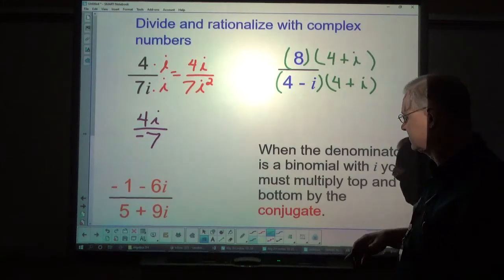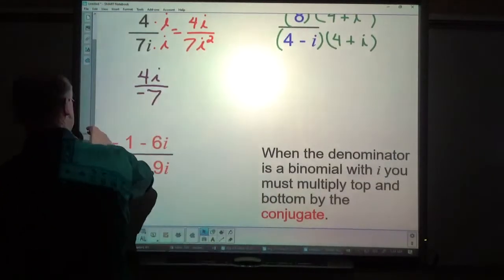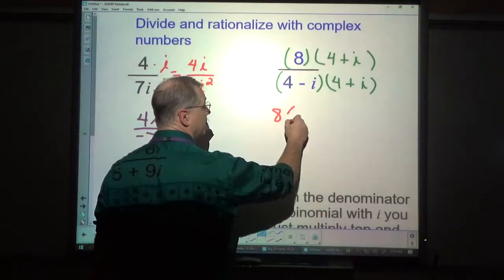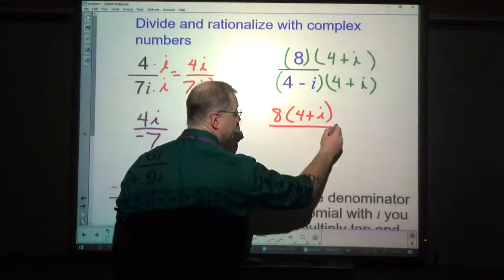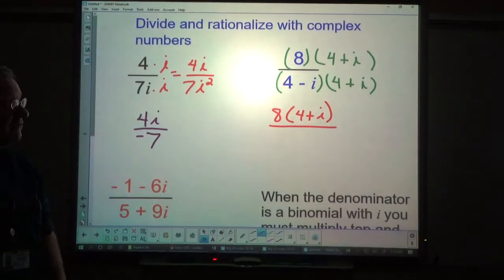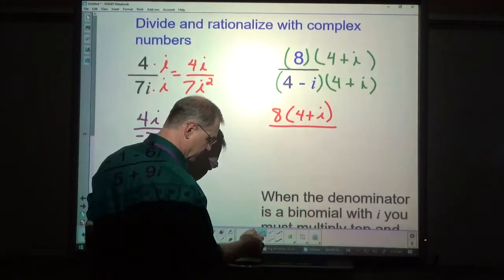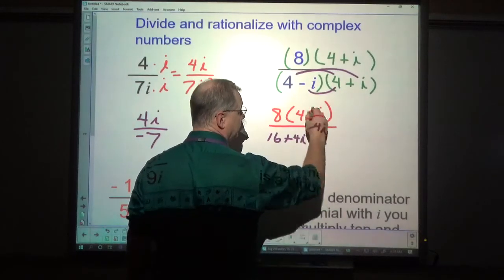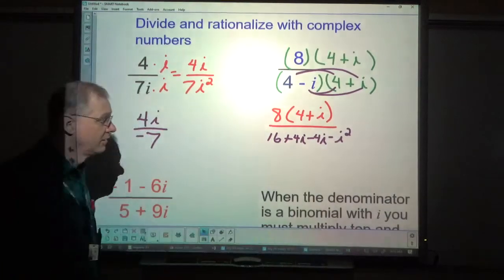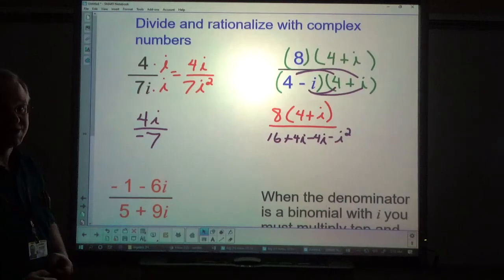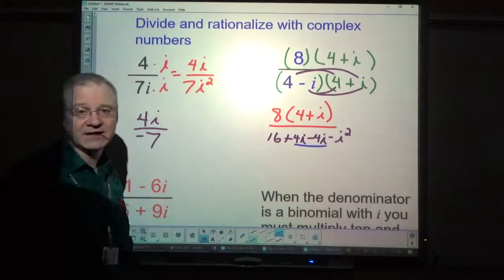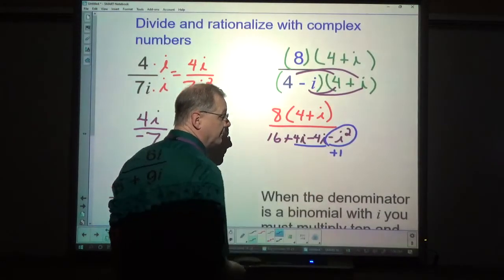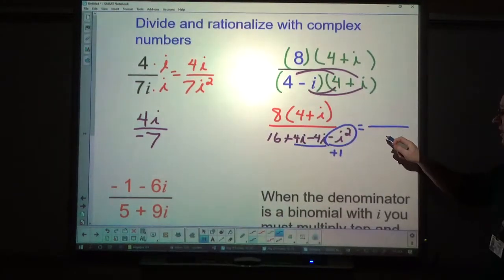So I'm going to multiply this, and I'm probably going to need a little more room, so I'm just going to move this down a bit so it's out of the way. All right. I am not going to distribute the 8 yet, and I'll show you why. I have to do some distribution and simplification of the bottom first. So let's do that in a different color. 16 plus 4i minus 4i minus i squared. Now, the big key here as to why we switched the sign was so that our middle term would cancel out. We have a positive 4i and a negative 4i, and that's how they're going to cancel out. This becomes a positive 1, so my result in the denominator is 17.